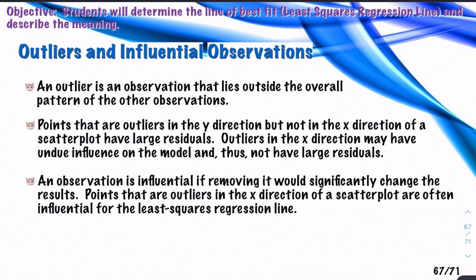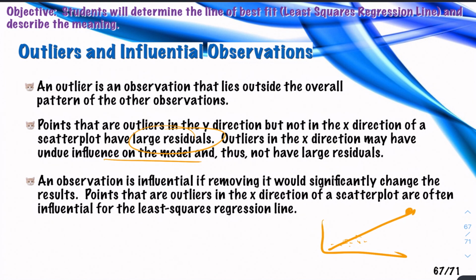So, outliers and influential observations. Like I said before, an outlier is an observation that lies outside the overall pattern. Points that are outliers in the y direction, but not in the x direction of a scatter plot, have large residuals. Outliers in the x direction may have undue influence on the model and thus not have large residuals, but really direct, let's say, 1 point way out there.